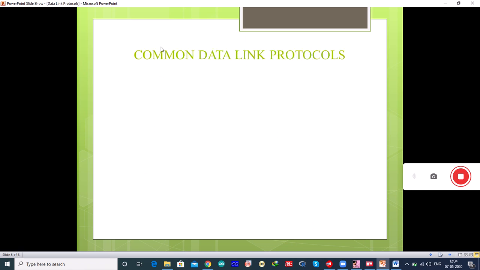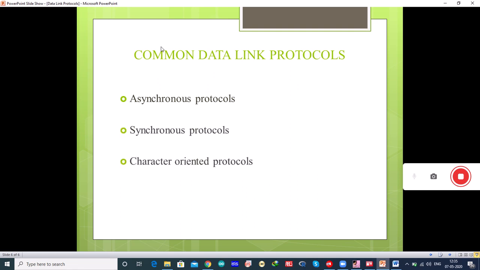We have some common data link protocols, namely asynchronous protocols, synchronous protocols, character-oriented protocols, bit-oriented protocols, etc. We will study these in the coming lectures one by one.